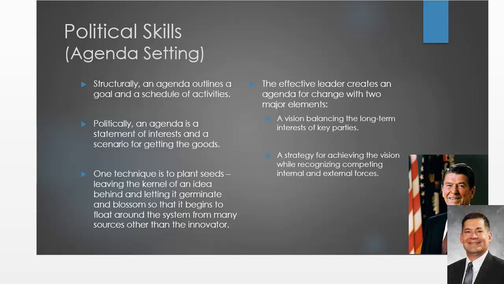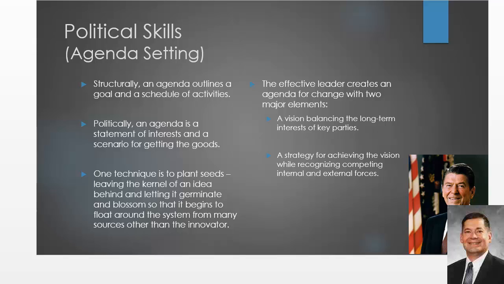The other component of this is when you're a little bit more transparent in what you're doing is trying to have 2 major elements. What's your vision? What's the long-term interests of key parties? How does this help key parties? How does it solve a problem that they've got? And then the second is a strategy for doing that, recognizing that you're going to have some competing internal and external forces, some people that want it to happen or don't want it to happen. So this brings us to a close.